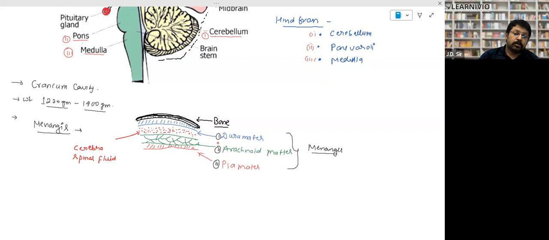So try to understand. Three membranes: dura mater, arachnoid mater, and pia mater. They are called meninges, right? Between the arachnoid mater and pia mater, there is a liquid called cerebrospinal fluid, right? That protects our brain from injury. So this is the structure of the brain. Tell me. Is it clear?